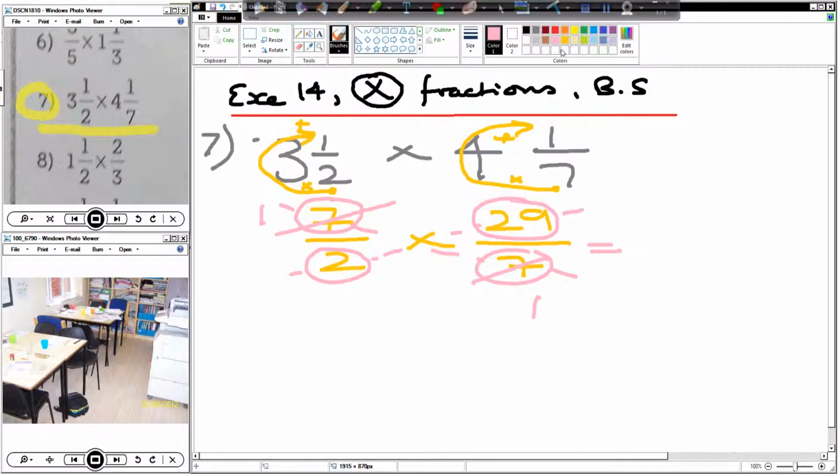Now, we should also try to see if we can cancel vertically. 7 and 2, will they cancel? And the answer is no. Because they're both prime numbers, there's no highest common factor apart from 1. Same as 29 and 1. So, what do we do now? We multiply them out. So we have 1 over here times by 29. 1 times by 29. And on the bottom we have 2 times by 1.